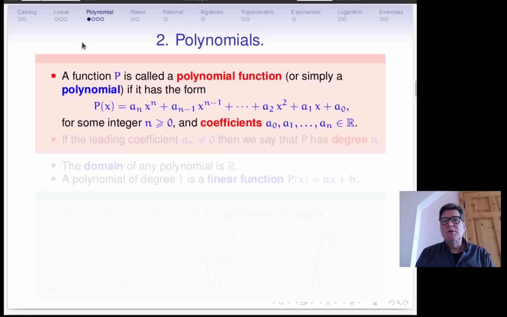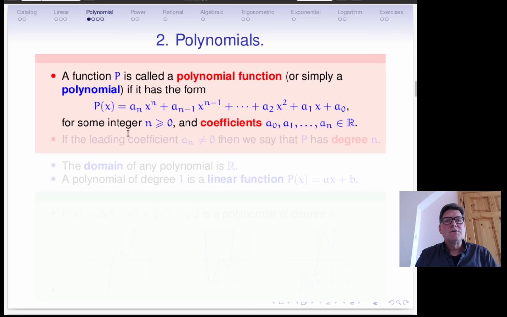A polynomial or a polynomial function is a function p of x which has the form p of x is an times x to the n plus an minus 1 x to the n minus 1 and so on plus a2 x squared plus a1x plus a0. Here n is a non-negative integer and the numbers a0, a1 up to an are so-called coefficients, which are any real numbers.